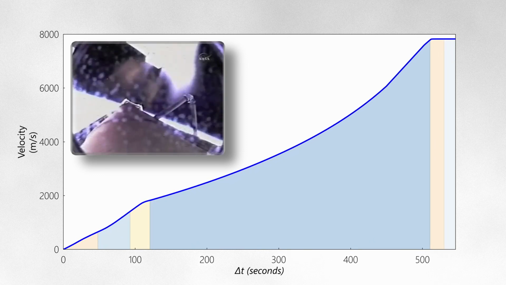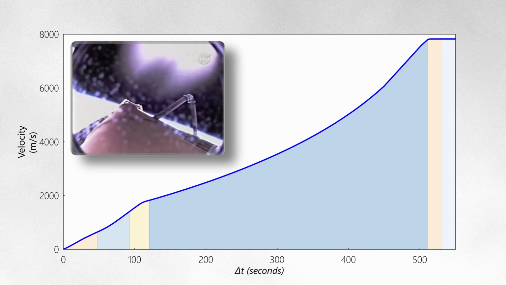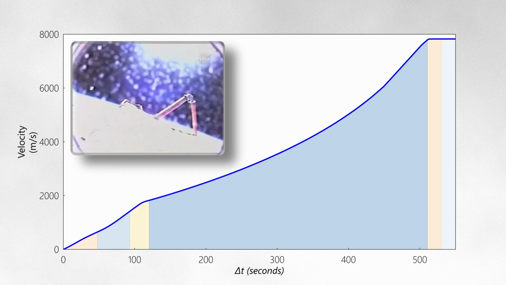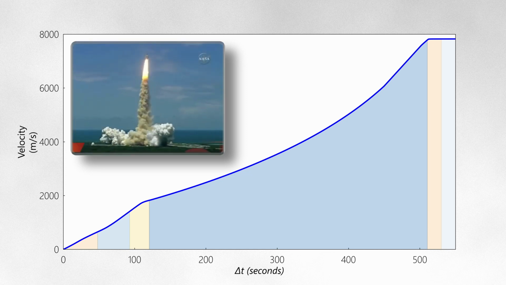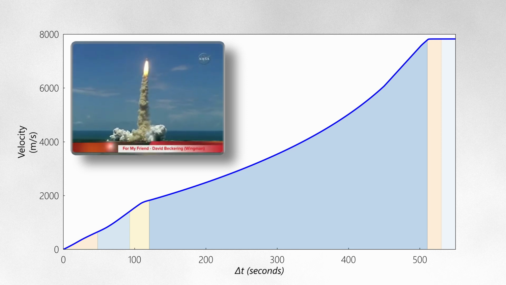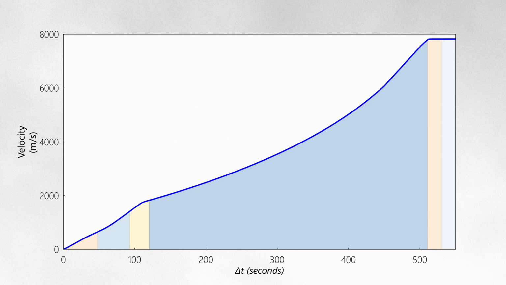External tank separation confirmed. And there you have it, the velocity versus time curve of a rocket launch. By the end of the launch, the Discovery has reached its orbital speed, which clocks in at around 17,500 miles per hour, or 7,823 meters per second.